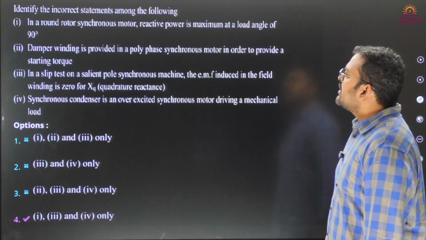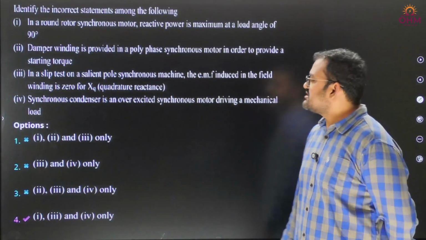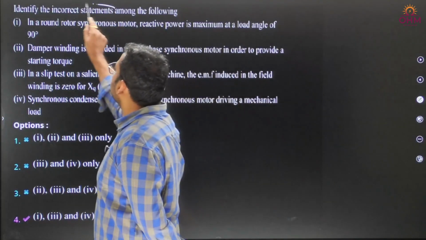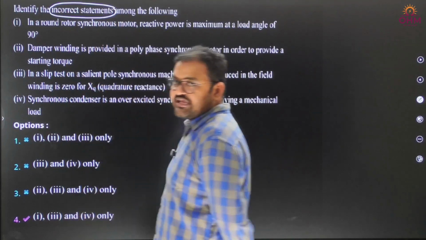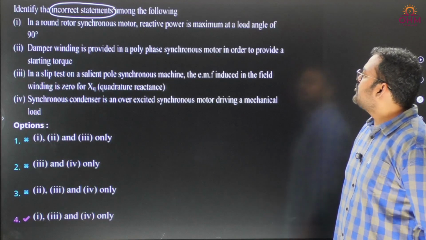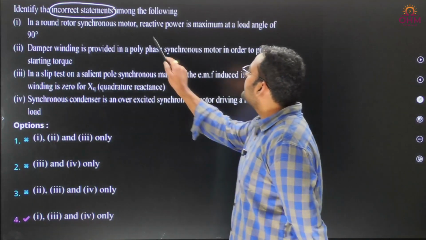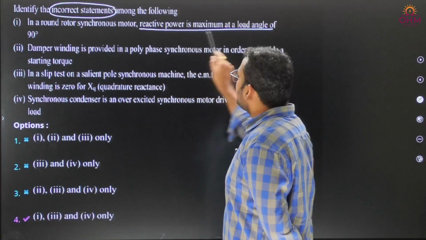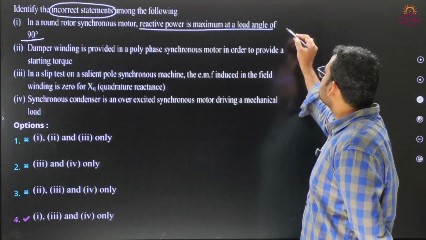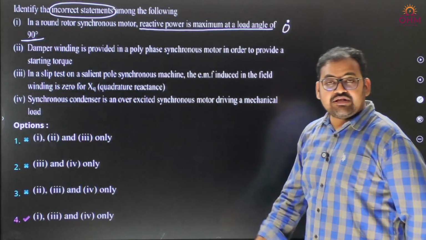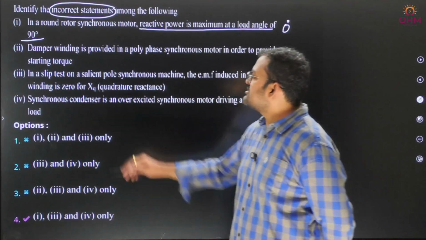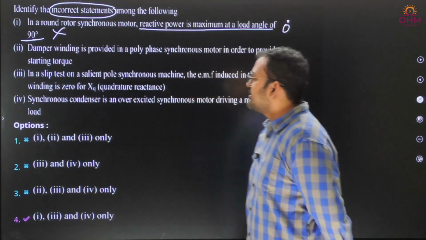All right. Now we have a question from synchronous machines. This is a theoretical question. Identify incorrect statements. Again, you need to be very clear. Incorrect statement means I have to identify the wrong statements. In a round rotor synchronous motor, reactive power is maximum at a load angle of 90 degrees. This is a wrong statement. Why? Because we know reactive power will be maximum at 0 degrees. Active power will be maximum at 90 degrees. Reactive power will be maximum at 0 degrees. Therefore, the first statement is a wrong statement.